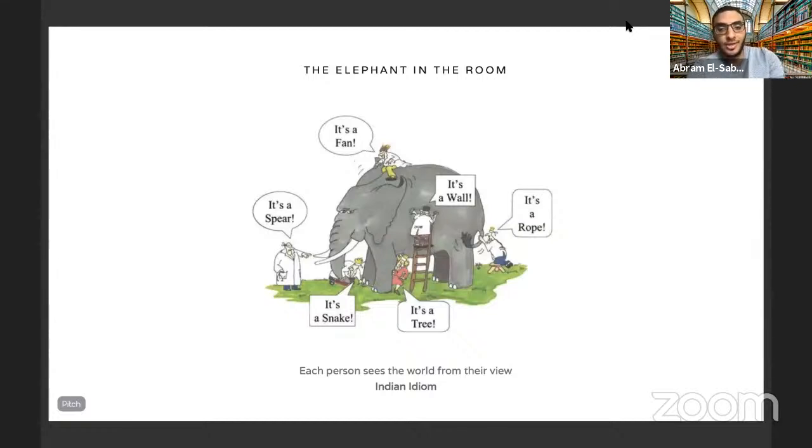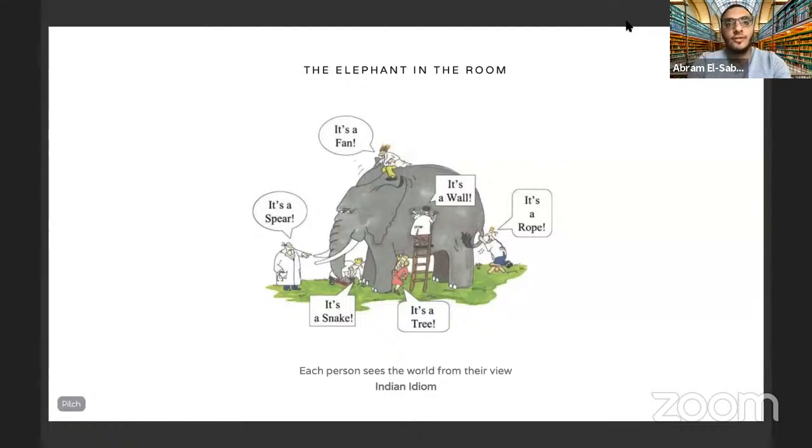I'm calling it the elephant in the room, and it's an Indian idiom. It talks about how there are all these blind people touching different parts of the elephant and trying to figure out what this thing is. They don't know it's an elephant. One person pulls the elephant's tail and says it's a rope. One holds one of its legs and says it's a tree, and so on and so forth. This idiom is often used to describe systems thinking.